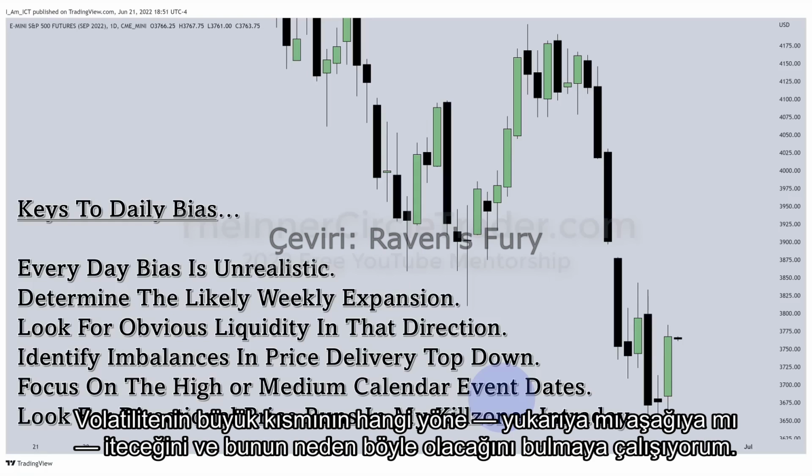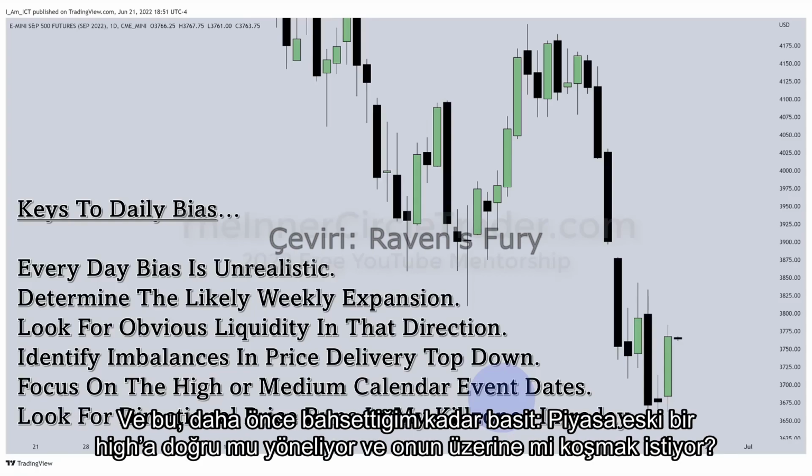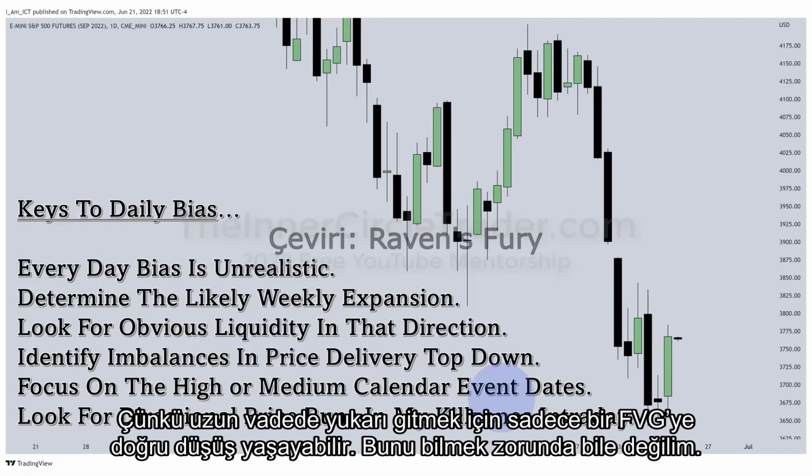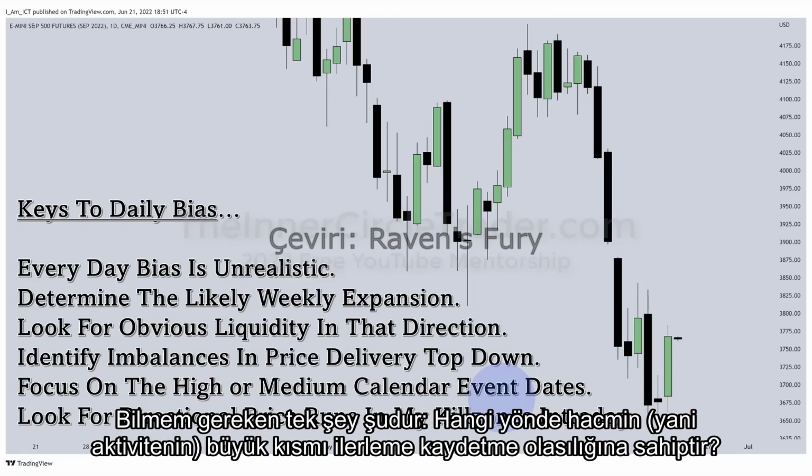I'm trying to look for where is the bulk of that volatility going to be pushing, higher or lower, and why would it be like that? And it's as simple as what I mentioned earlier. Is it aiming for and gravitating towards an old high to run above it? Or is it gravitating towards an old low to run below it? Or is there an imbalance where it needs to come back and revisit that? Because it might just drop down to a fair value gap to go higher longer term. I don't even need to know that. All I need to know is what direction is it most likely to have the majority of the volume pushing through.